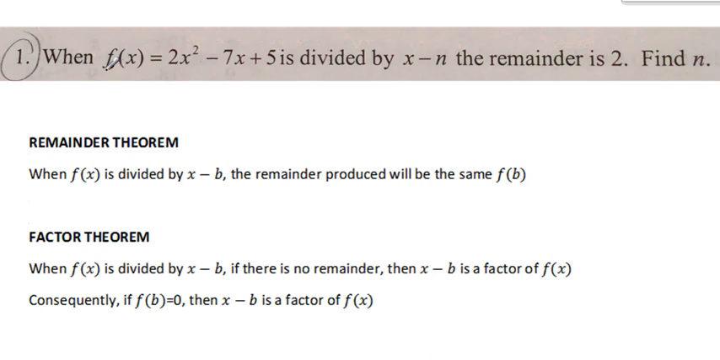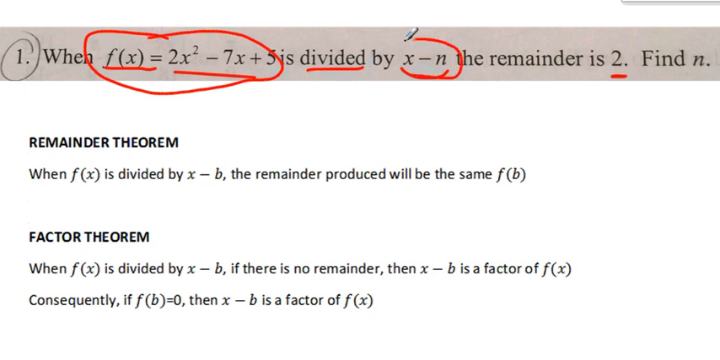It says when this function, f at x, here it is, it's a quadratic, is divided by x minus n, the remainder is 2. Find n. So what we clearly have here is a polynomial, and we're dividing by another polynomial. So therefore, I put here just a review of the remainder theorem and the factor theorem because it's connected.